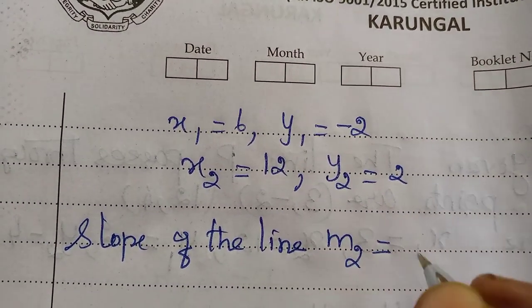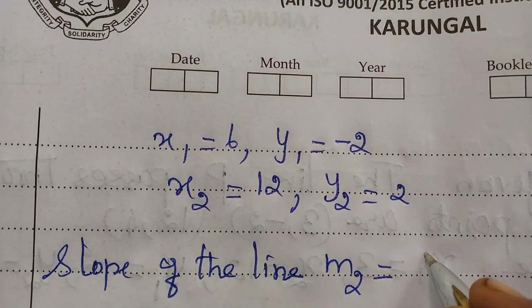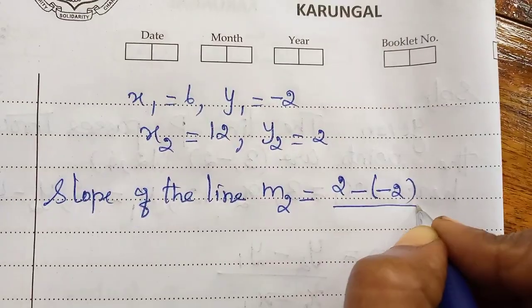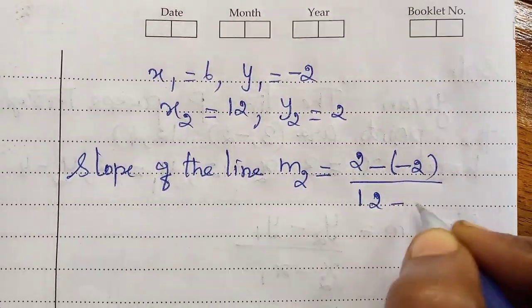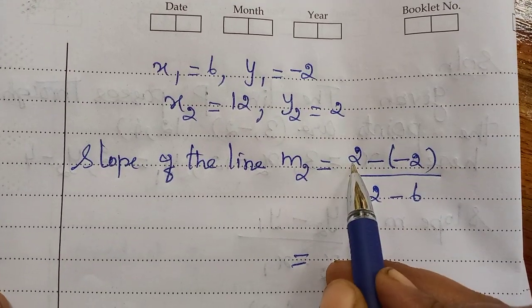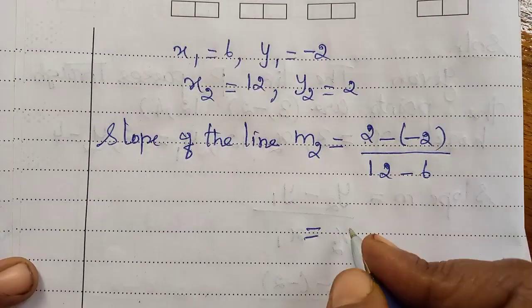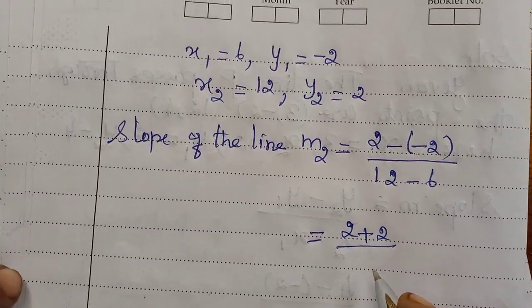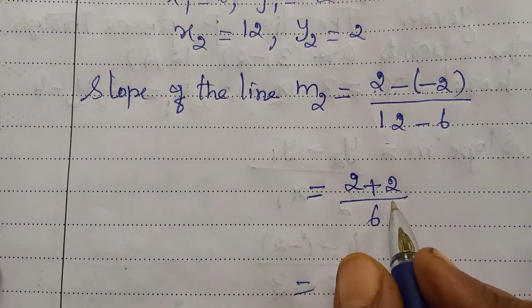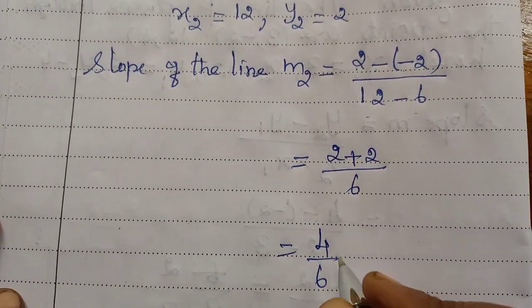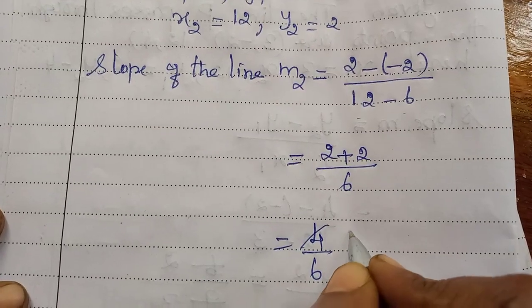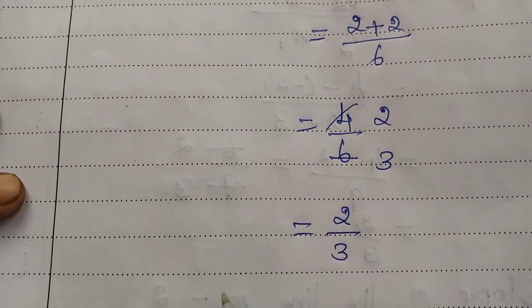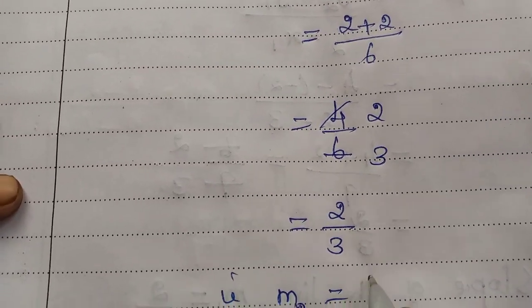So slope of the line m2 is equal to, shall we substitute the values? y2 minus y1, that is 2 minus, y1 is minus 2, divided by x2 minus x1, that is 12 minus 6, which is equal to 2 plus 2 divided by 6, that is 4 by 6. Shall we cancel using the 2 table? 2 2s are 4, 2 3s are 6, which is equal to 2 by 3. That is m2 is equal to 2 by 3.